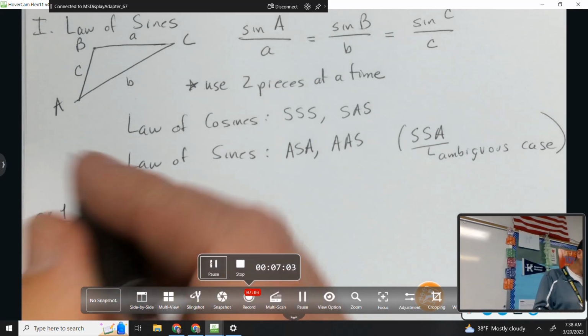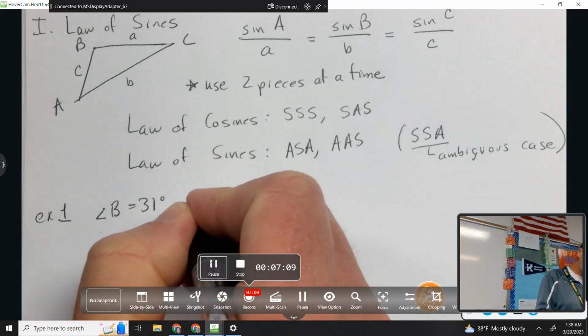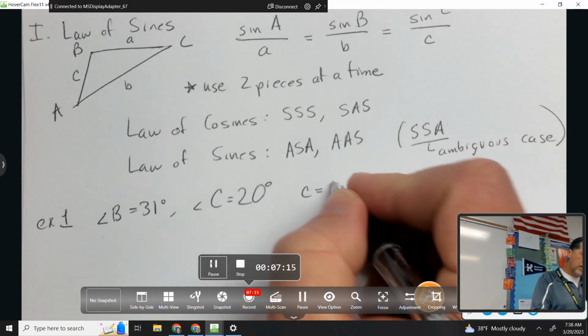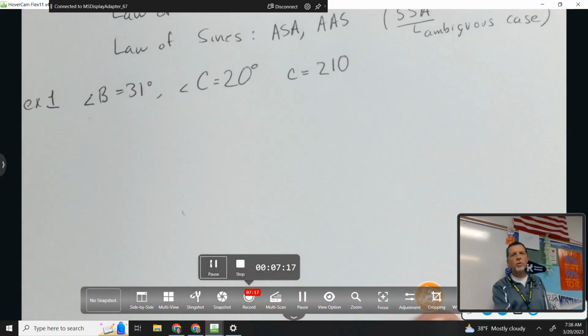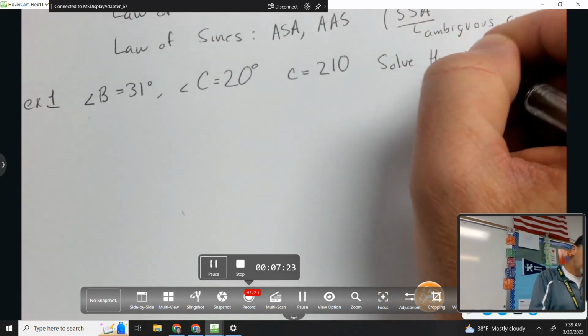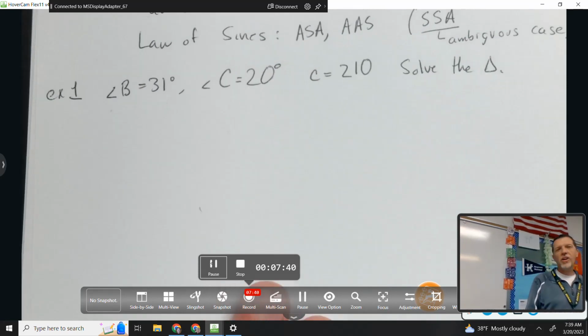All right, so now that you've got your calculator, let's say angle B equals 31 degrees, angle C equals 20 degrees, side C equals 210, and the instructions will say something like solve the triangle. You know what solve the triangle means? Find everything else. Rather than having to spell it out each time, solve the triangle just means find all the missing sides and missing angles.